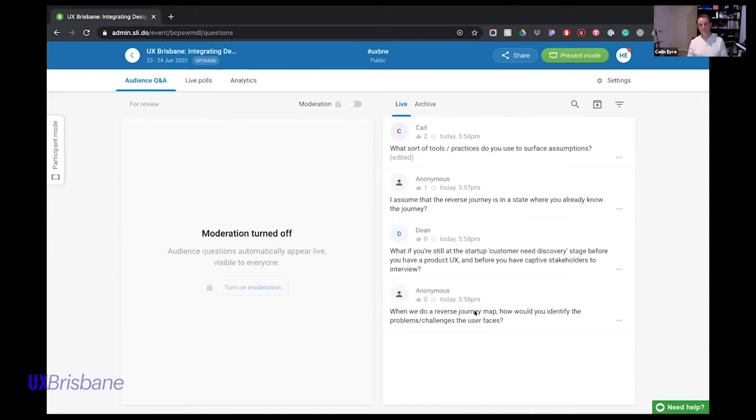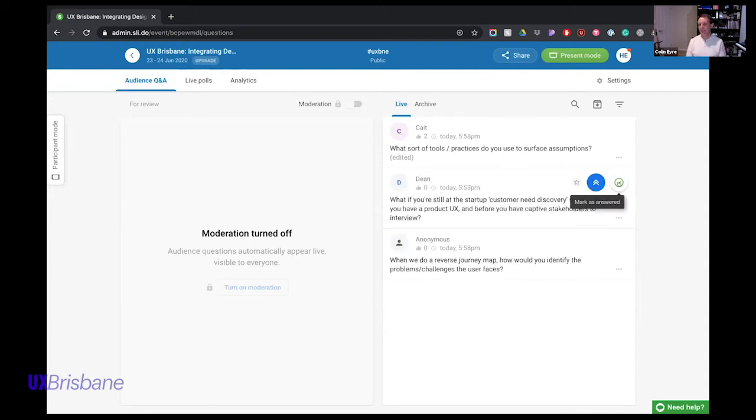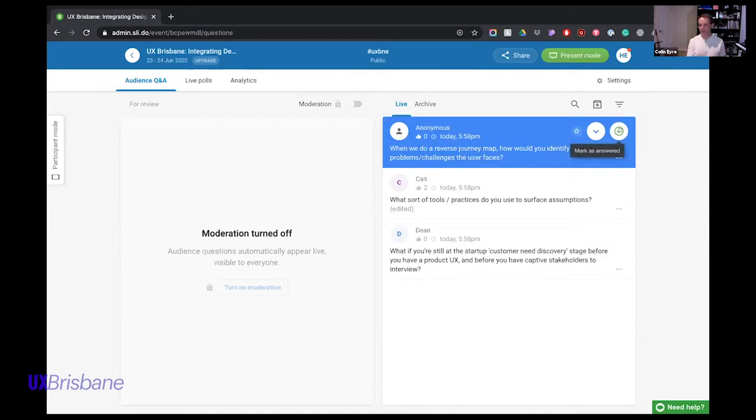So when we do a reverse journey map, how would you identify the problems or challenges the user faces? So that's when I talked about the blue circles down the bottom, the voice of the customer. There are those friction and pain points there. I don't know why you want me to sign up in full. Can I not just give you my password? I don't know why you need all my documentation here. Can I not just be a member first and then we see? So all those kinds of pain points we bring in.